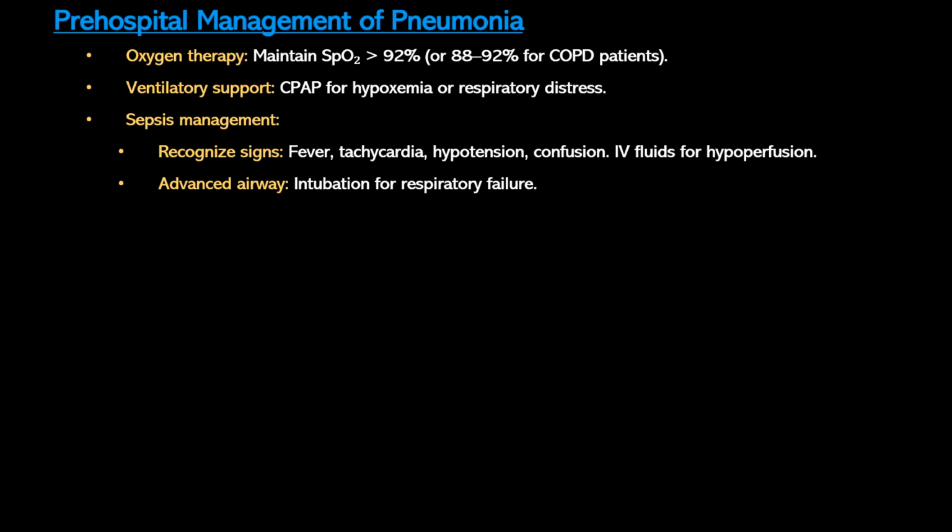Pre-hospital management of pneumonia focuses on stabilizing the patient and addressing hypoxemia and respiratory distress. Oxygen therapy is the cornerstone of care, aiming to maintain an SpO2 above 92%. In cases of severe hypoxemia or distress, CPAP may be considered to improve oxygenation by recruiting alveoli and reducing the work of breathing. Sepsis management involves recognizing signs like fever, tachycardia, hypotension, and altered mental status.